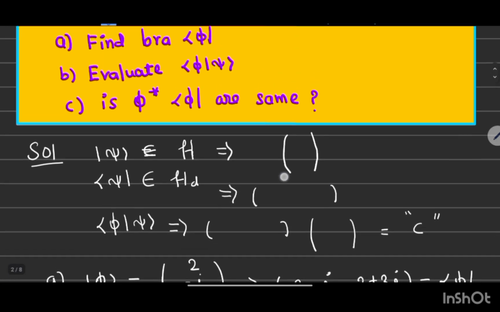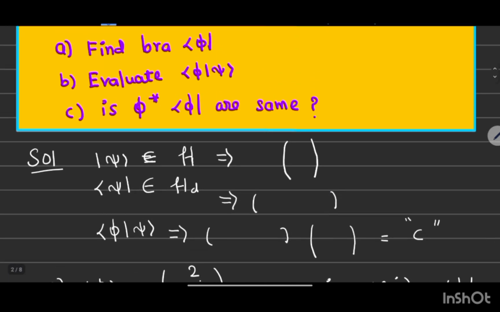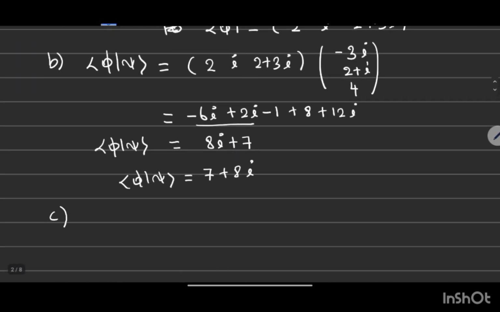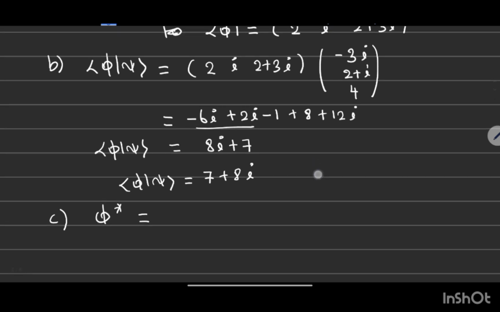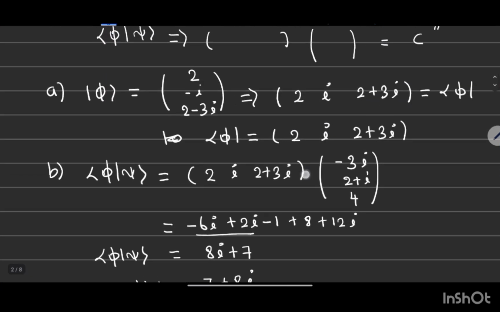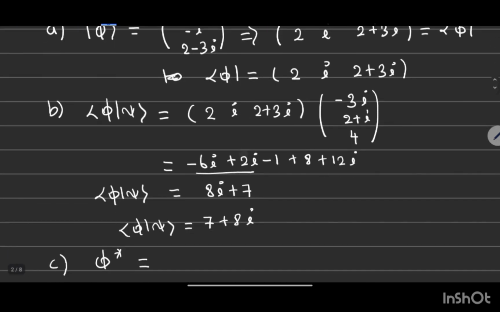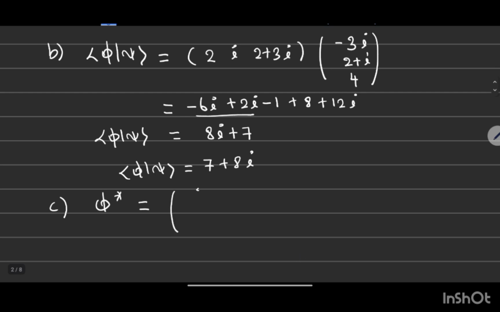Now coming to the third question, are phi star and bra phi the same? Let me check. So what is phi star? Here we should not change the column matrix into a row matrix. Just take the complex conjugate of each of the elements of phi. That will be simply (2i, 2 plus 3i) as a column. Okay, this is phi star.